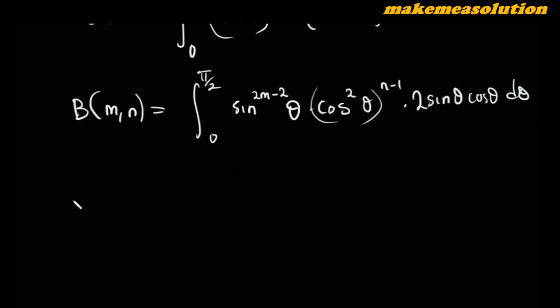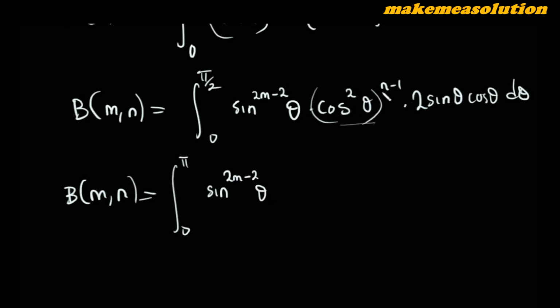So going further, we have the beta of m comma n is the integral from 0 to pi over 2. You now have sine 2m minus 2 theta, and if you open these brackets, cos squared theta raised to the power of n minus 1 is still cos 2n minus 2 theta. That's when you open these brackets over here, and you now have 2 sine theta cos theta d theta.